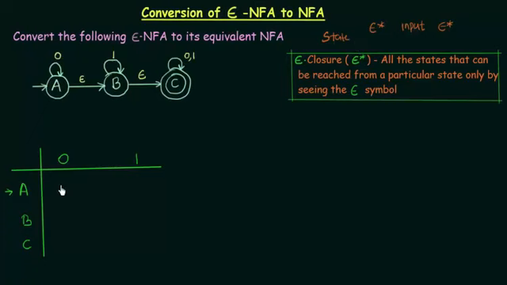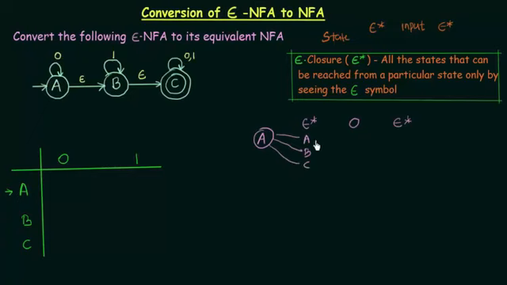Let's say we want to fill up this column: A on input 0. Where does it go? This is the state A, and you have to check where A goes on Epsilon closure, then where that goes on input 0, and where that goes on Epsilon closure again, because we are checking A on input 0. A on Epsilon closure: the Epsilon closure of A is A, B, and C. So A goes to A, B, and C.